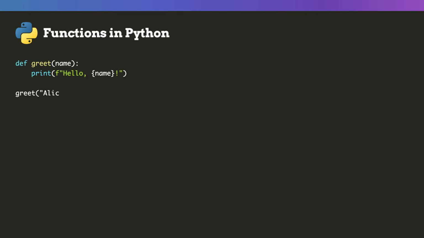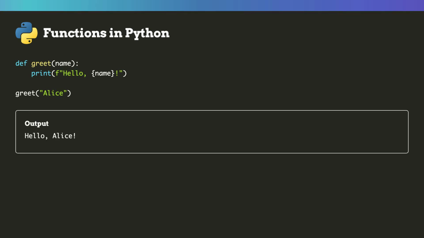A function helps us reuse a piece of logic, but we usually want our functions to do work on different data. For this, we use parameters. Parameters allow functions to accept inputs. Here name is a parameter for the greet function. When we call greet and pass "Alice" into the function, it gives the parameter name a value of "Alice". This causes the function to print "hello Alice".